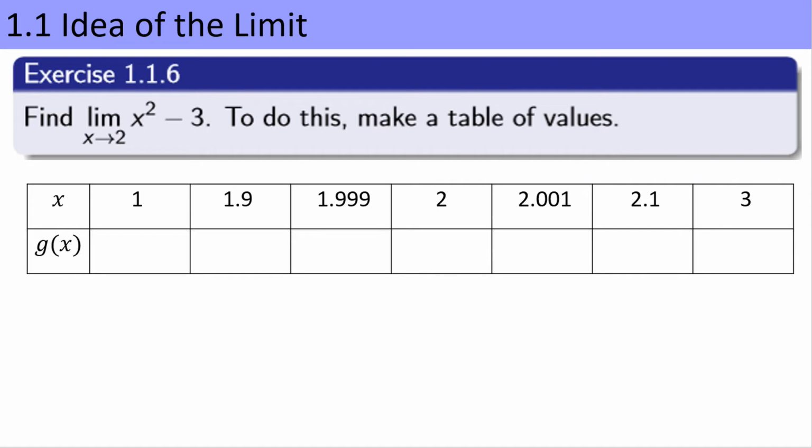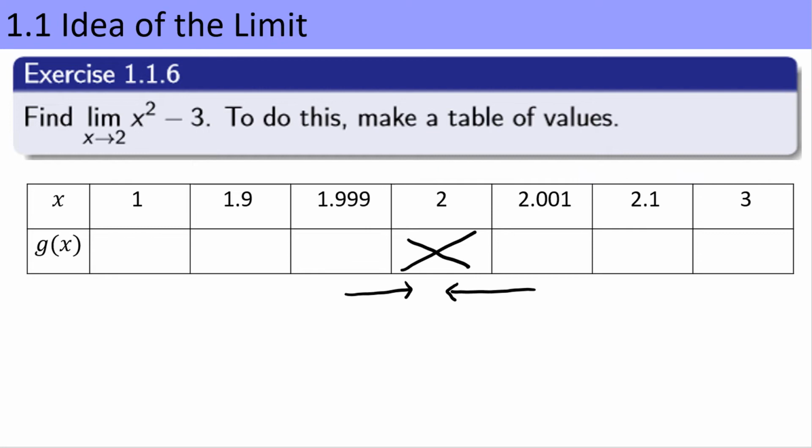Exercise 1.1.6. Find the limit as x approaches 2 of x squared minus 3. To do this, we have several options. One of them is to make a table of values. So let's start with that. Let's remember again that when we're finding the limit, we don't care what the function value is at the x value. We care what the function value approaches as x approaches the limit value.